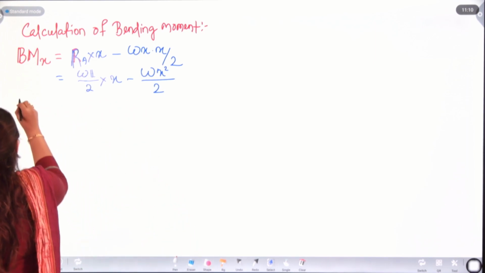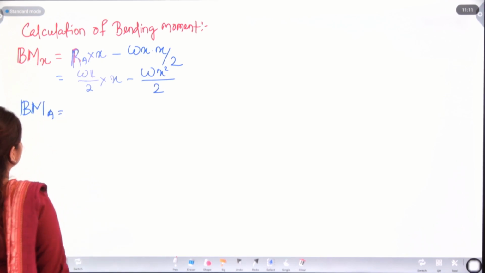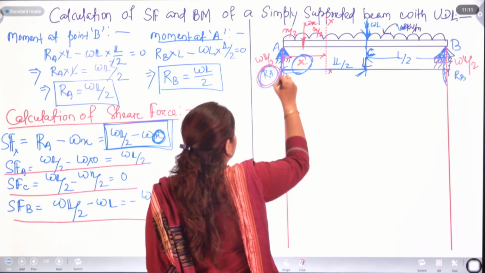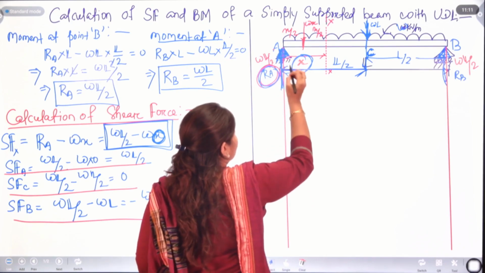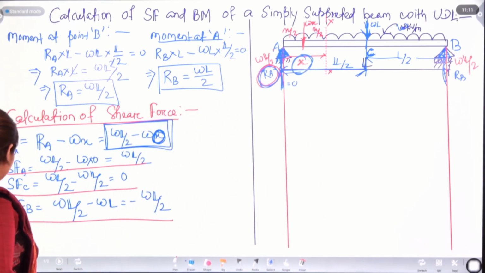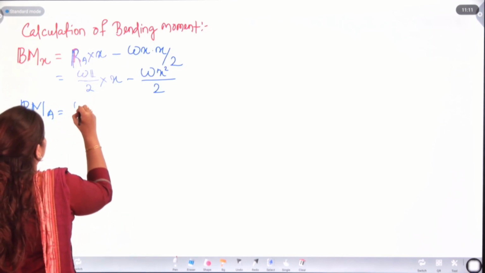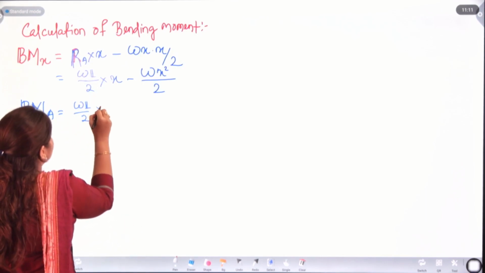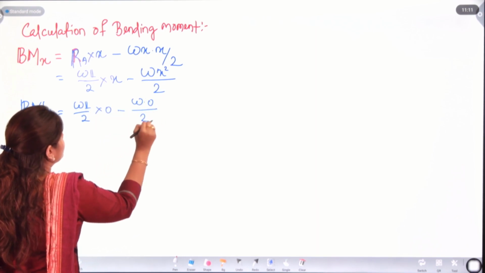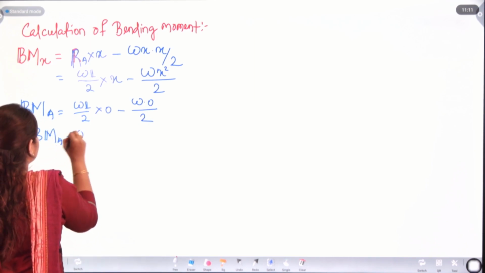Okay. So bending moment at point A will be, what? You can see at point A, if we are finding out from left, so X value is going to be 0. Okay. Now we are calculating from left hand side. So WL by 2 into 0 minus W into 0 by 2. So bending moment at point A will be 0.